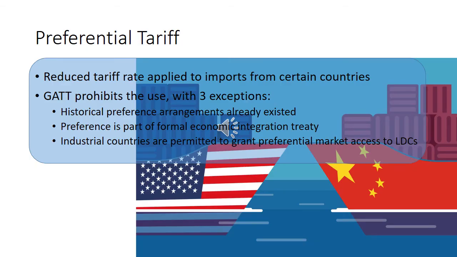Preferential tariff. Preferential tariff consists of a reduced tariff rate applied to imports from certain countries, and GATT prohibits its use with three exceptions. Historical preference arrangements already exist. Preference is part of a formal economic integration treaty. Industrial countries are permitted to grant preferential market access to LDCs.